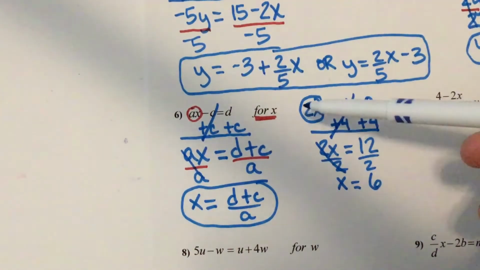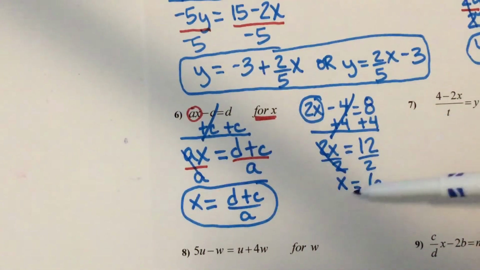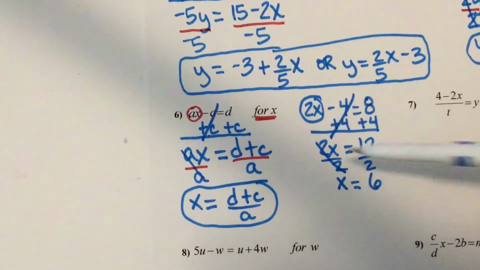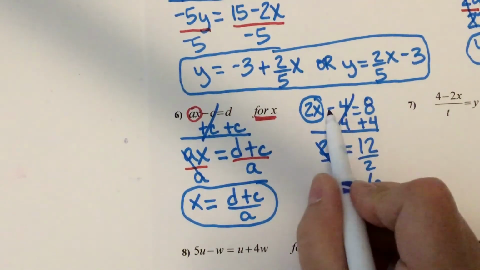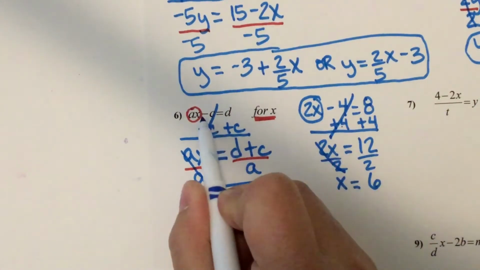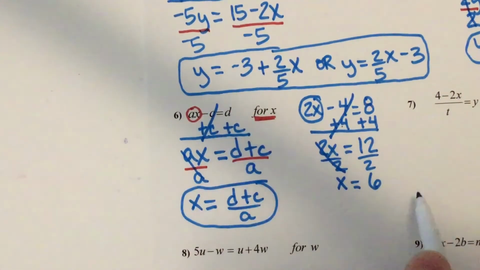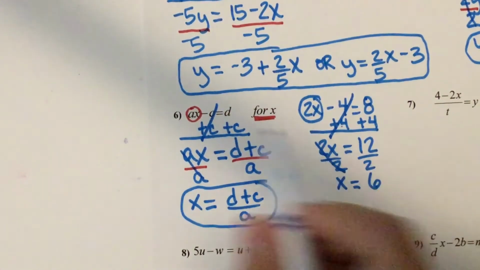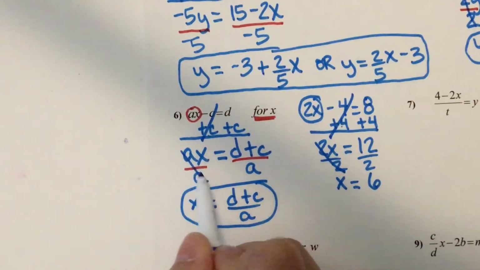So if I was to give you this problem over here, I think most of you would be very successful with it. Well, this problem is exactly the same. It's just letters instead of numbers. So just remember, to get rid of subtraction, you add. That's what I did. I got rid of subtraction by adding. And to get rid of multiplication, you divide. And that's what I did. I got rid of multiplication by dividing.